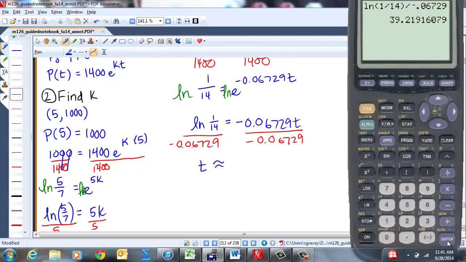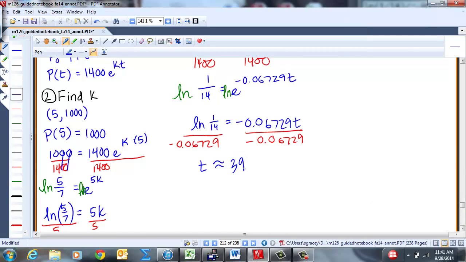So basically, once the population drops below 100, the situation will be irreversible. When will this happen? This will happen in approximately 39 years. We'll go to the nearest year.